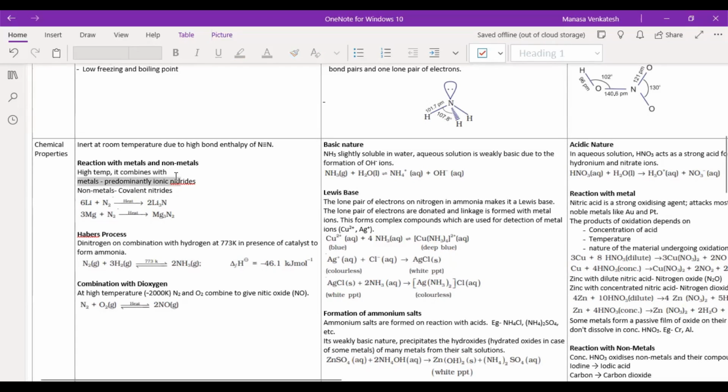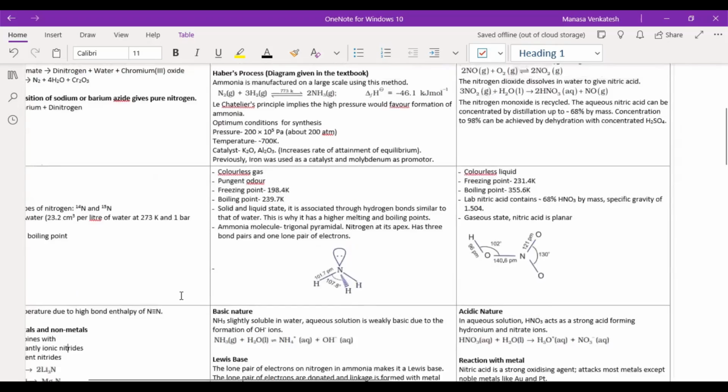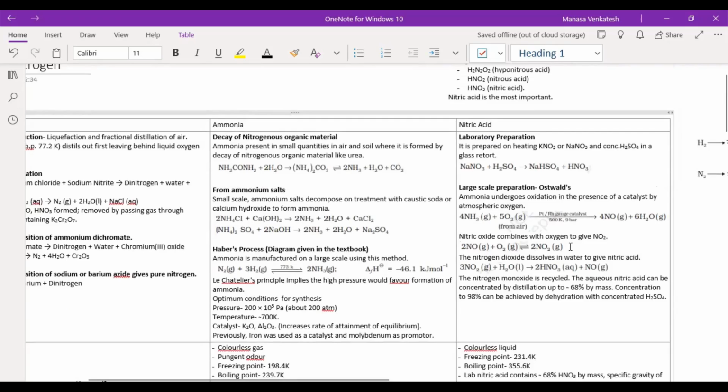Whereas in case of non-metals, they form covalent nitrides. So here you have a reaction with lithium as well as magnesium to form the respective nitrides. Haber's process is basically, as we learned, the synthesis of ammonia. So that's done using dinitrogen. Combination with dioxygen: when it combines with dioxygen, it gives us nitric oxide. Notice that was one of the products over here.